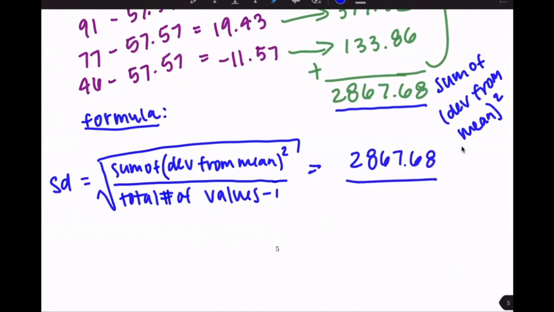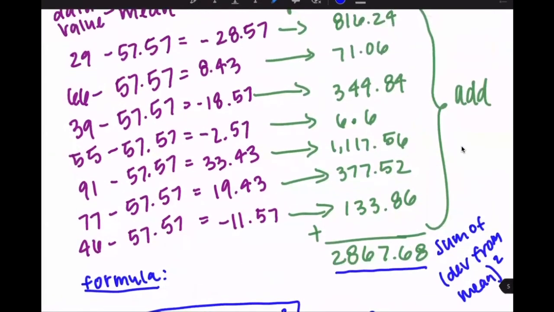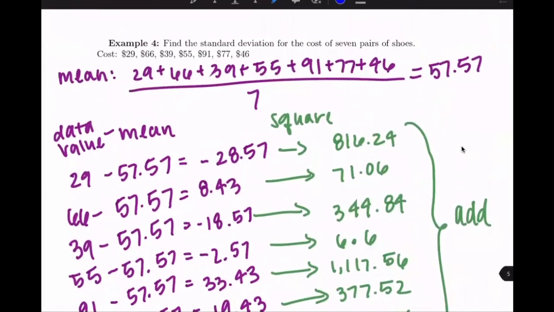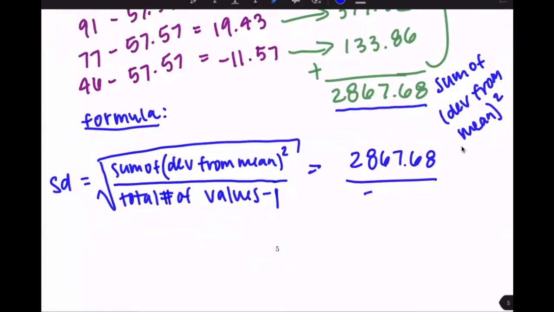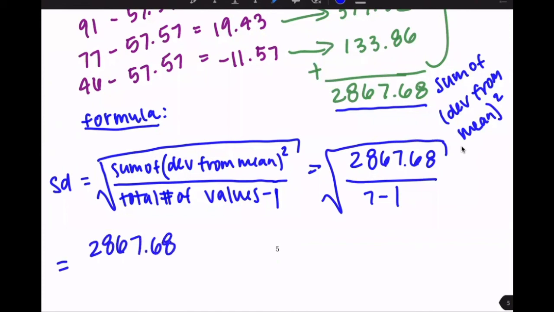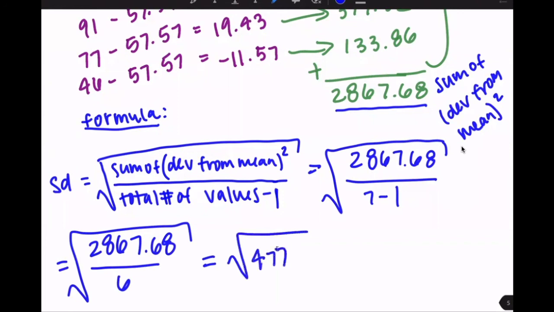2867.68 divided by the total number of data values of our set, which is 7. 1, 2, 3, 4, 5, 6, 7. So I have 7 minus 1. So that's going to be 2867.68 over 6, which is going to be the square root of 477.95, which is 21.86.